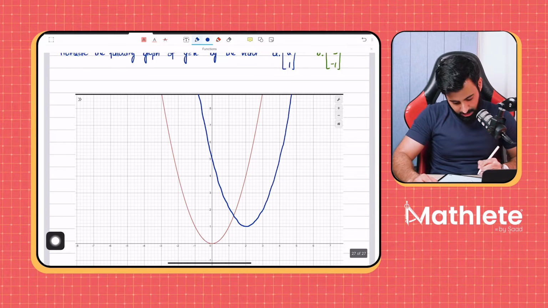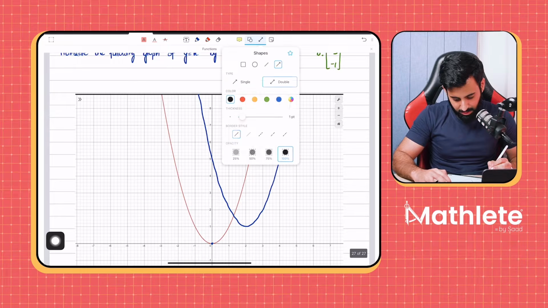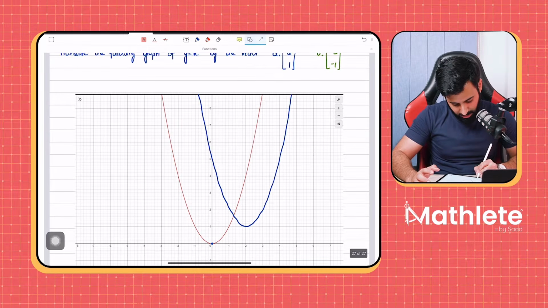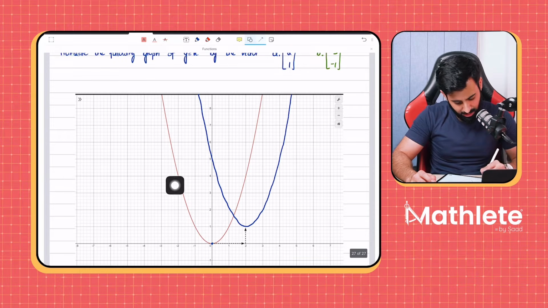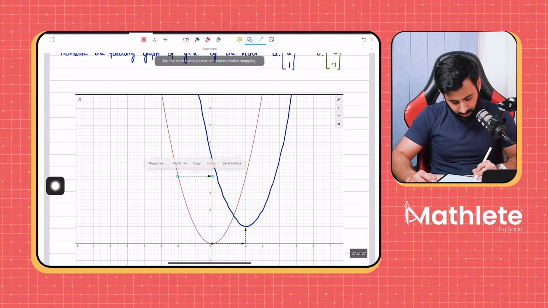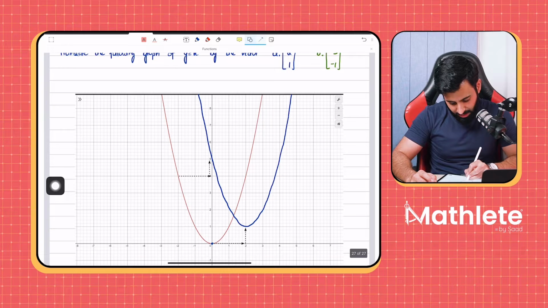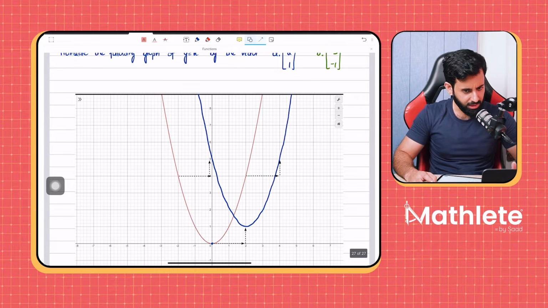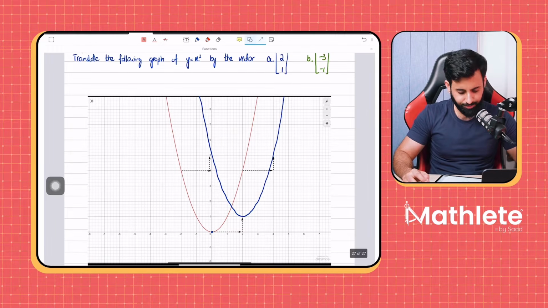Now let's see point by point what has happened. This point, which was initially at (0, 0), you can see has moved 2 units to the right and 1 unit up. Let's take another point that we can see clearly. This point has moved 2 units right and 1 unit up. And just like that, this point also has moved 2 units right and 1 unit up. So, pretty understandable.